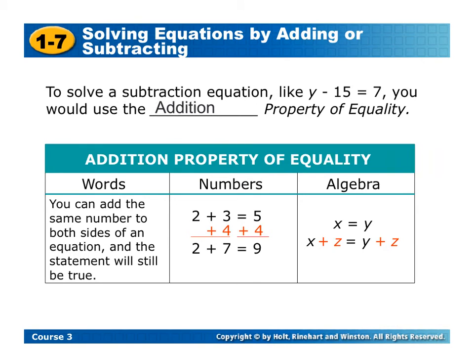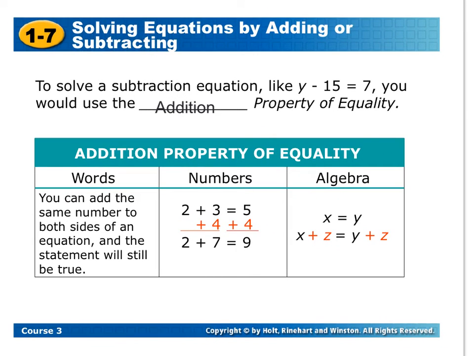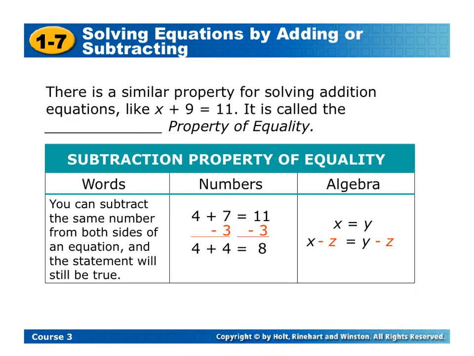And this property states that when you add the same number to both sides of an equation, the statement will remain true. So 2 plus 3 is the same as 5. If I added 4 to both sides, it would still be a true statement. So if x is equal to y, if I added z to the same side, they would remain the same value. There is a similar property for solving addition equations like x plus 9, and it is called the subtraction property of equality. So same thing, as long as I subtract the same value from both sides, it remains equal.